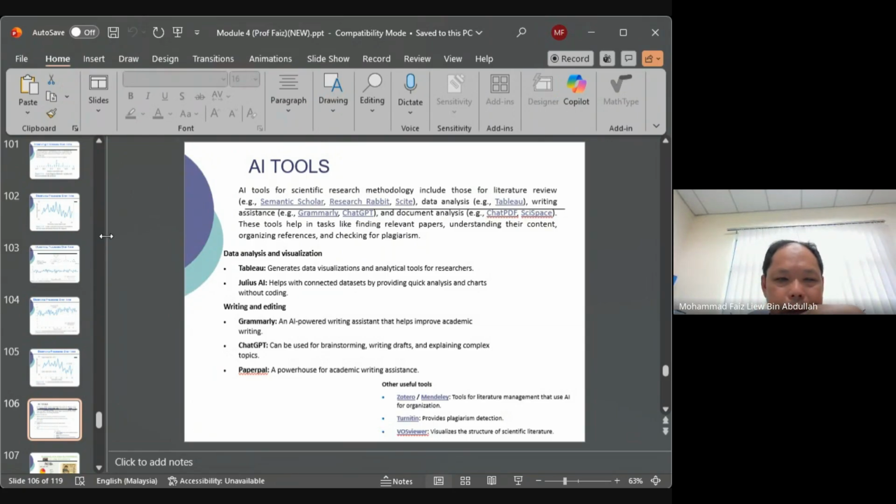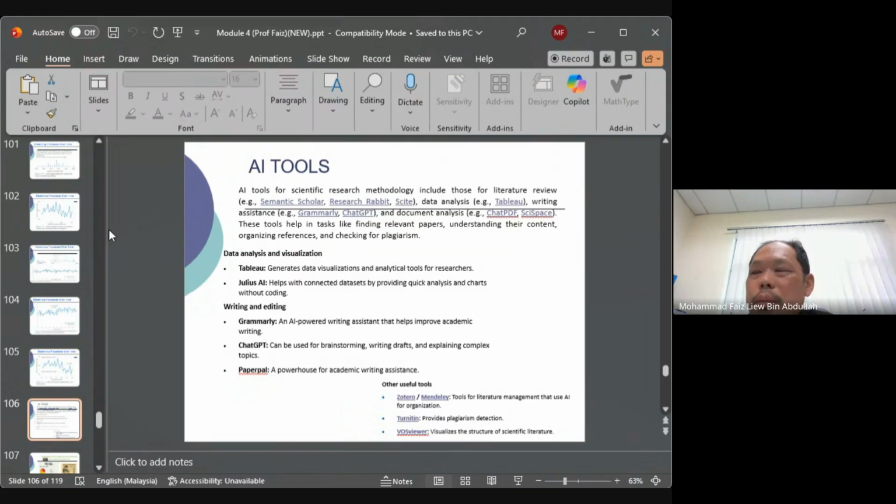Okay, the next part is AI tools. Compared to my time when we did our PhD, there was no ChatGPT, no AI tools. When you use ChatGPT or an AI tool and put in anything, it will always give you a good result, a good statement and everything. So students have to be careful when you use AI tools for scientific research methodology.